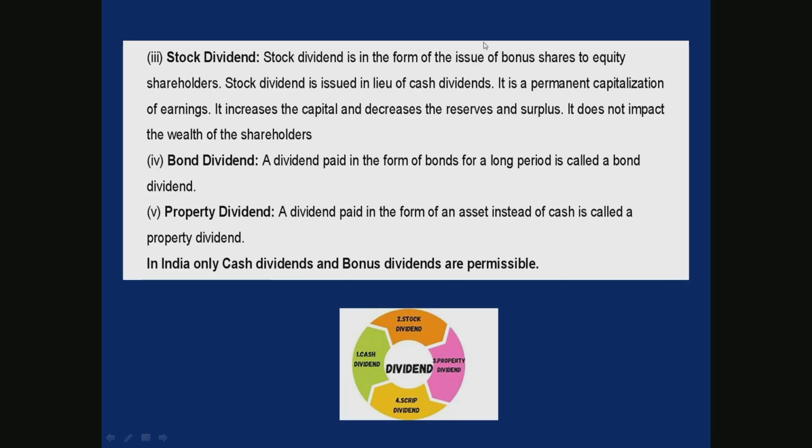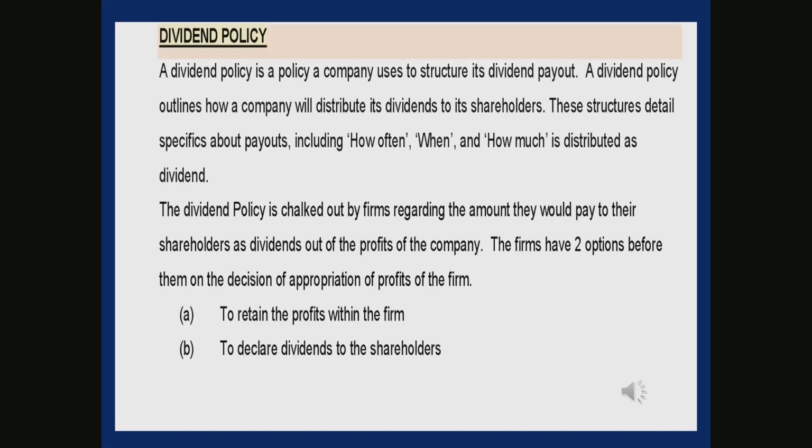Stock dividend refers to bonus issue of shares. Bond dividend is payment of bonds instead of dividend. Property dividend is where an asset is given instead of a dividend. In India, however, we have only cash dividend and bonus dividends. We don't have the other forms of dividends. A dividend policy.